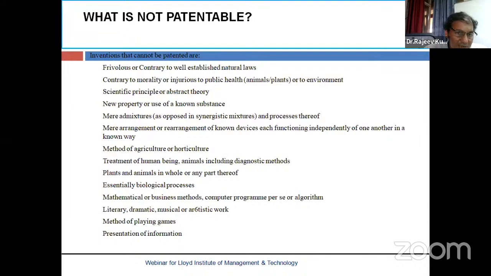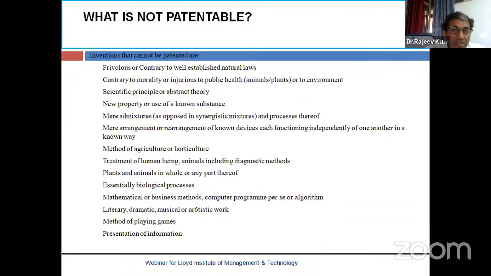Similarly, a method of treatment. Doctors को भी हम कोई patent नहीं दे सकते कि इन्होंने इसका इलाज कैसे किया. So method of treatment of human beings, animals, and diagnostic methods, इस पे कोई patent नहीं दिया जाता इंडिया में. Right? इंडिया में बोल रहा हूँ.